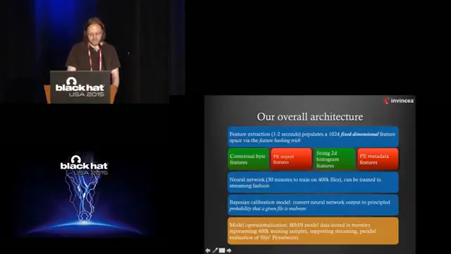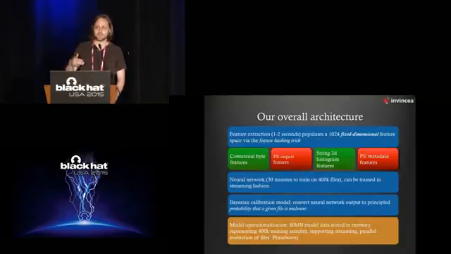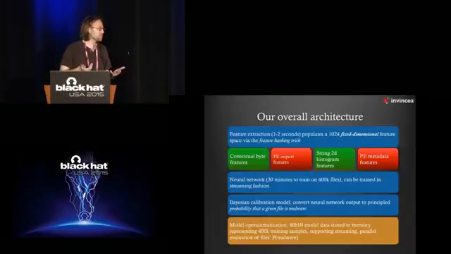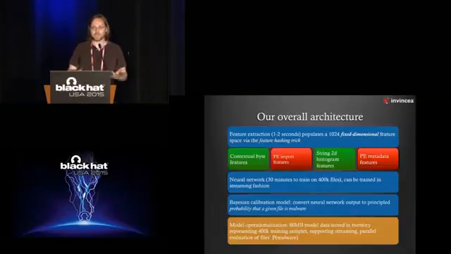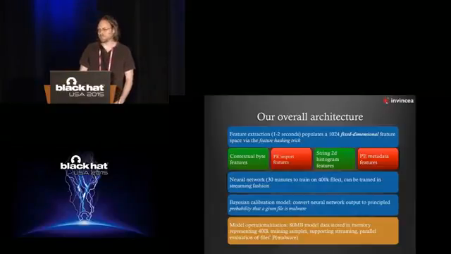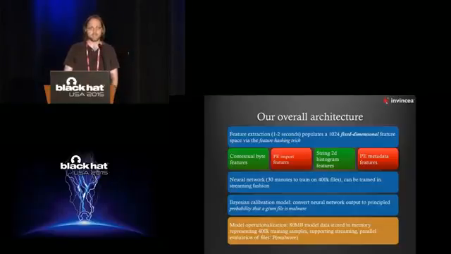Then we do something called Bayesian calibration. It's out of scope for this talk, but it's a model that sits on top of the neural network and translates neural network output into a probability. It's sort of cool because a lot of security products will give you a threat score, and the threat score will say, oh, the threat score is red, or it's 90, right? It's not really clear what that means, right?